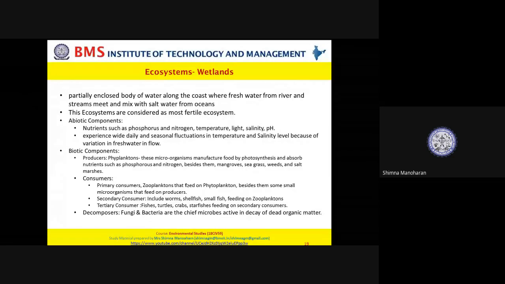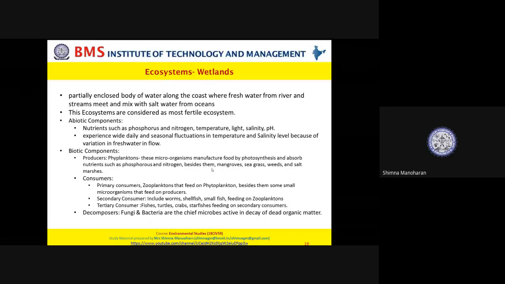I have a case study which was next to my college where I was studying my engineering. So I'll take up that case study in the next class. Here they experience wide daily and seasonal fluctuation in temperature and salinity level. Why? Because there is usually variation in freshwater flow. The biotic components present there are phytoplanktons, which produce food by photosynthesis. You know what photosynthesis is, right?